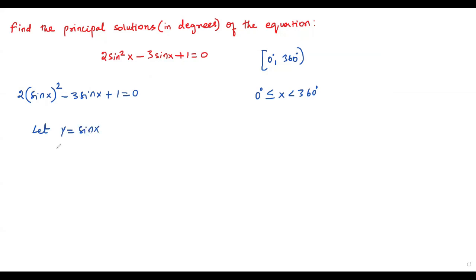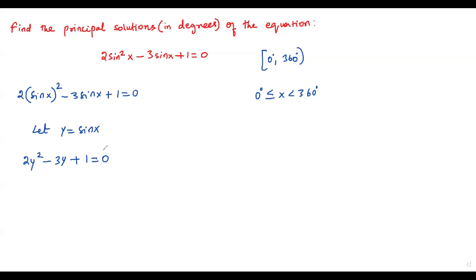When I assign the new variable y for sine x, then 2 times sine x whole square will become 2y square negative 3 times, instead of sine x we can write y, positive 1 equals to 0. Now look at the equation over here. Now it's a quadratic equation in the variable y. To make the solving process easier, I have assigned the new variable y for sine x. Now our aim is to solve for y. Once we solve for y, we can replace y by sine x, and then we have to solve for x.